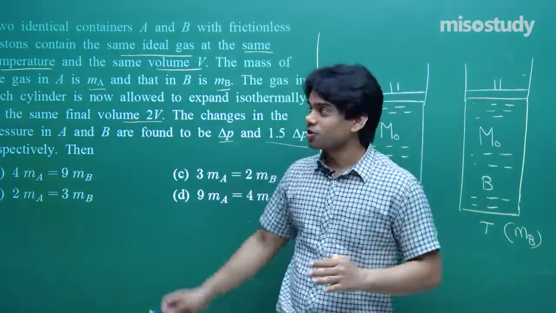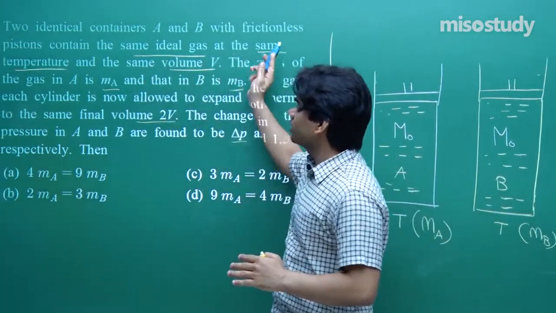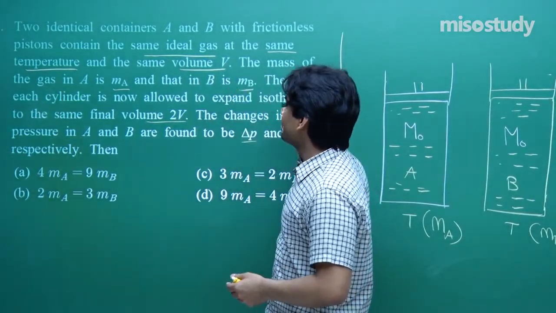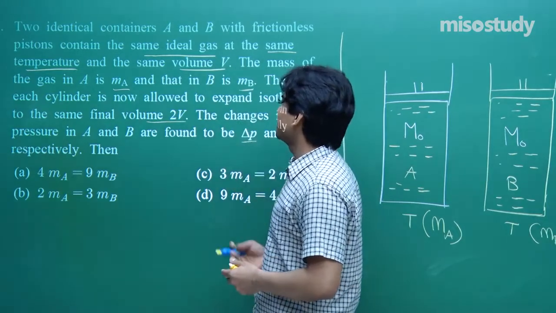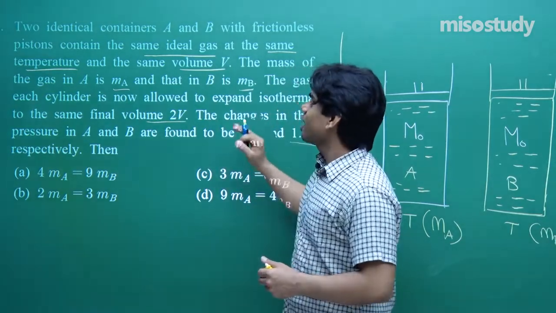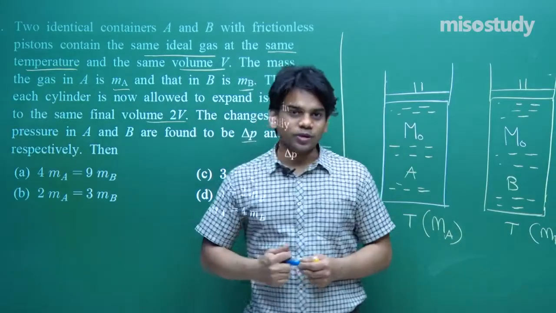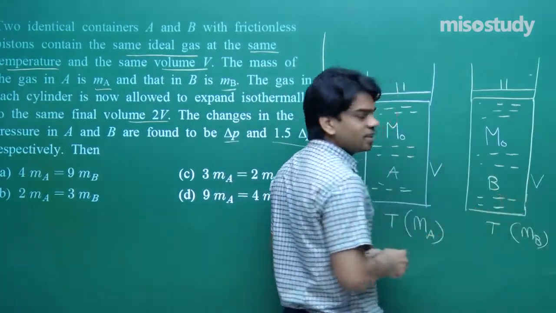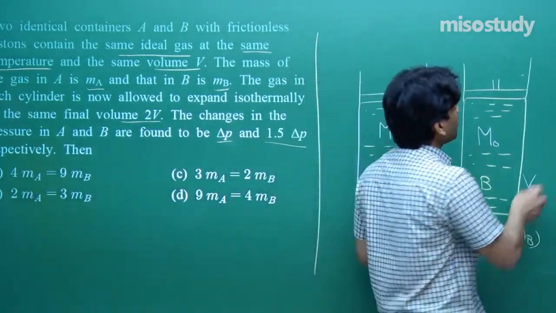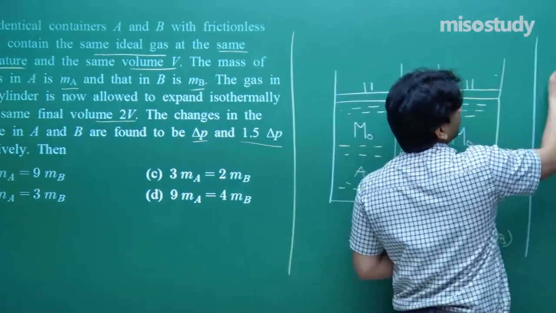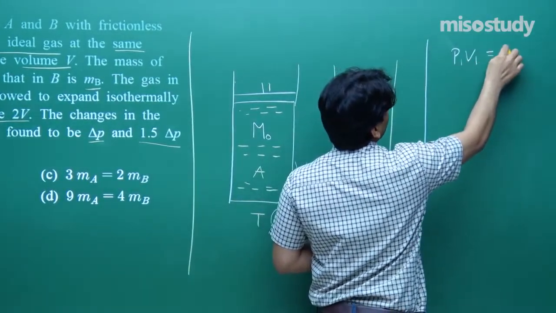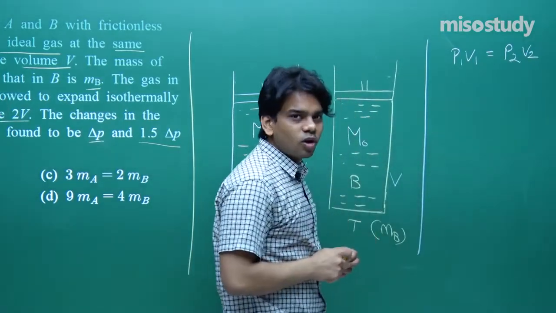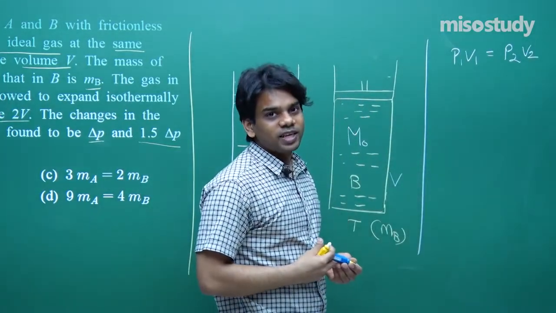Let us see the question once again. Two identical containers A and B with frictionless piston contain the same ideal gas at the same temperature and the same volume V. The mass of gas in A is Ma and that in B is Mb. The gas in each cylinder is now allowed to expand isothermally to the same volume 2V. Now, let us say initial volume is V. We all know that under isothermal conditions, initial pressure into volume will be equal to final pressure into volume. This is what we can say for each of the gases.